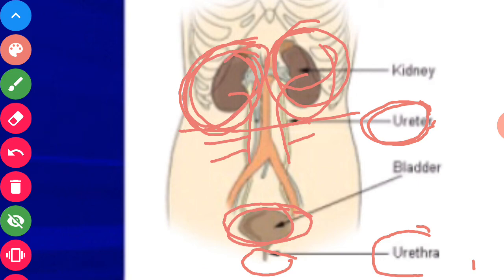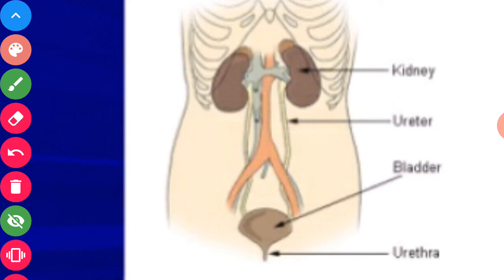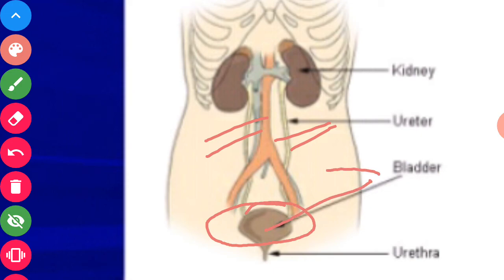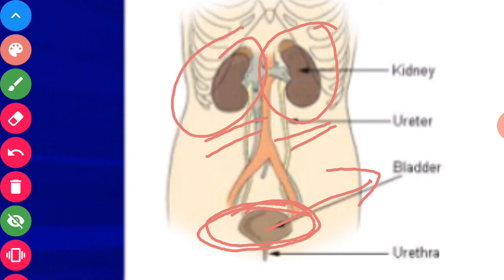After that, the urinary bladder is a muscular sac-like structure. Both the ureters open into this sac-like structure called the bladder. Urine formed in the kidney is stored in the urinary bladder. The last part of the human excretory system is the urethra. This urethra is a short muscular tube.